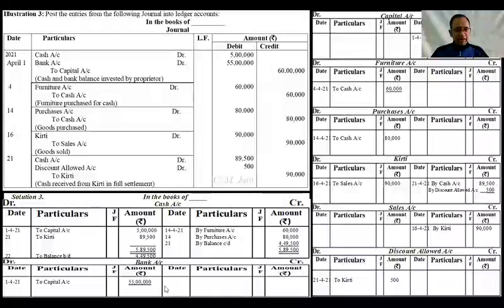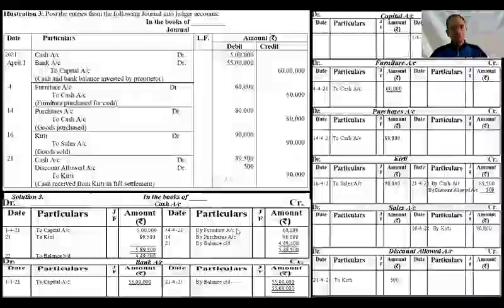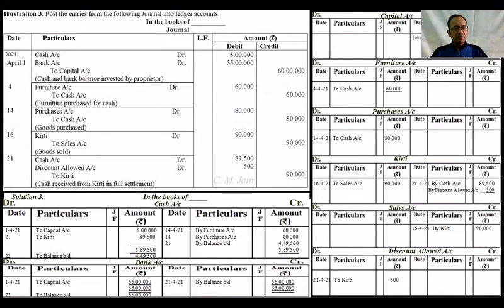Now coming to bank. Bank account is again asset account. It is a permanent account. It is a personal account. तो इसकी भी closing हम करेंगे, balance carried down, brought down. There is only one amount on debit side, 55 lakh, nothing on credit side. So on credit side, we will write 21st April 21, by balance carried down 55 lakh, then total on both sides. And then on debit side, 22nd April, to balance brought down 55 lakh.